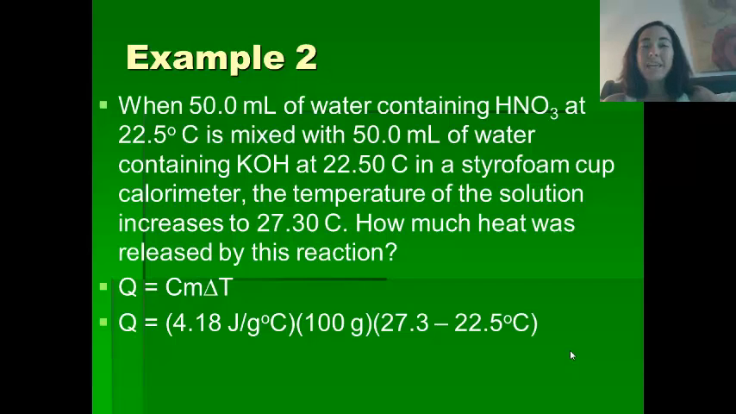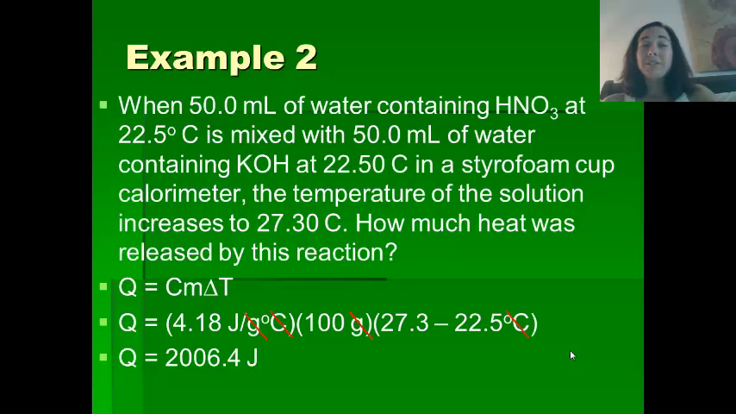Watch your units cancel out again. Grams with grams, and degrees Celsius with degrees Celsius. When you multiply straight across, you'll find out that this reaction is releasing 2006.4 joules of heat. Now, where does the 2006.4 joules of heat go? When it's released from the reaction, it goes to the water, and that's what makes the water in the styrofoam cup warm up.